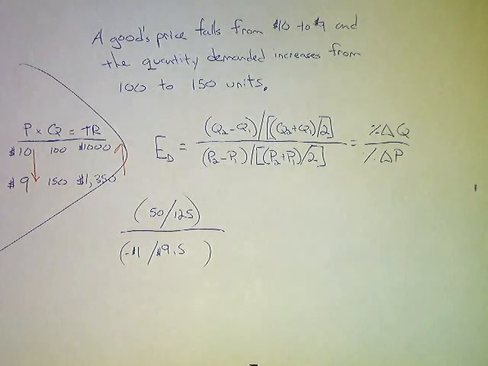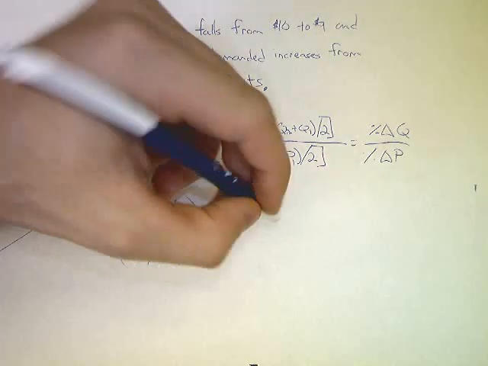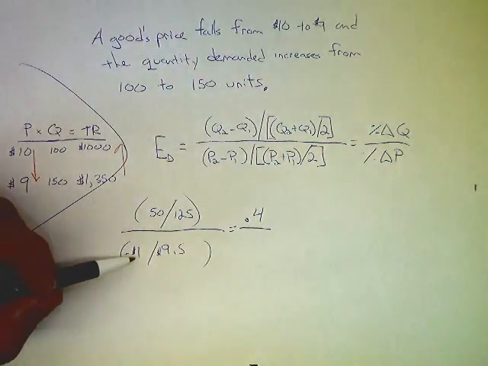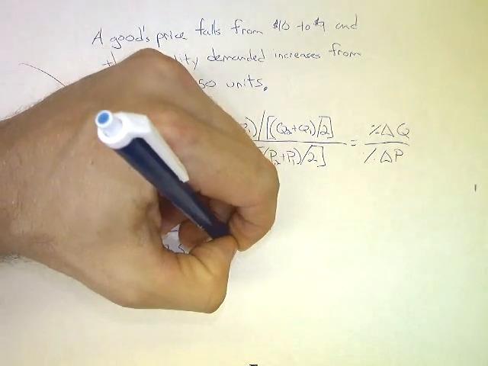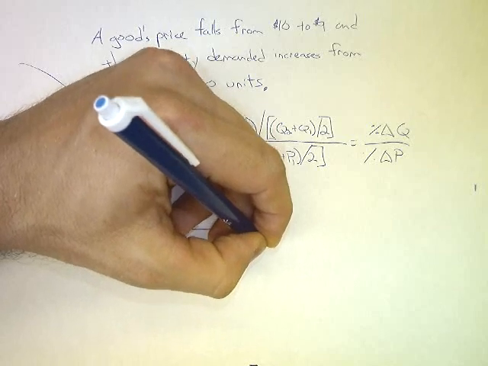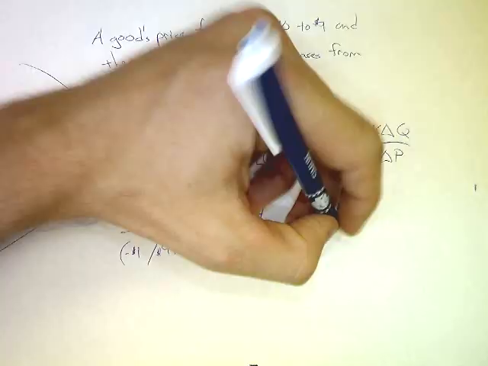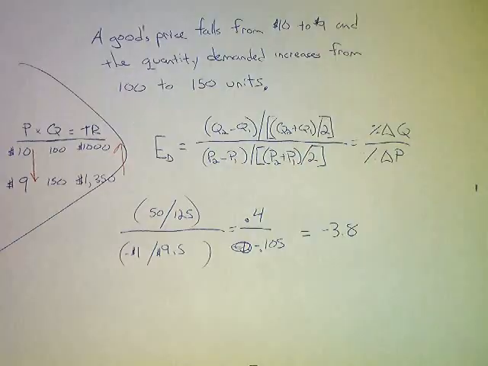Alright, having gone through that first step and simplified the problem, all we need to do now is finish up the math. 50 divided by 125 is going to leave us with 0.4. And negative $1 divided by 9.50 is going to leave us with negative 0.105. When you divide this out again, your final answer is going to be negative 3.8.